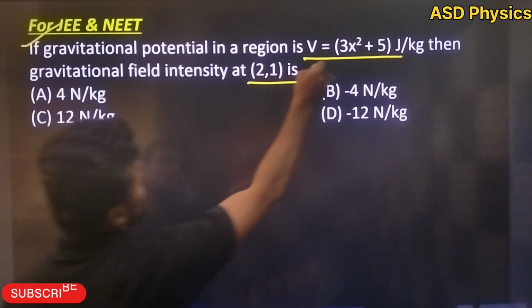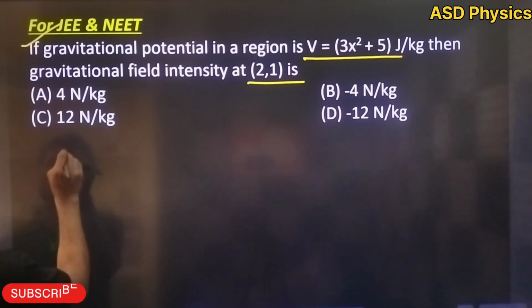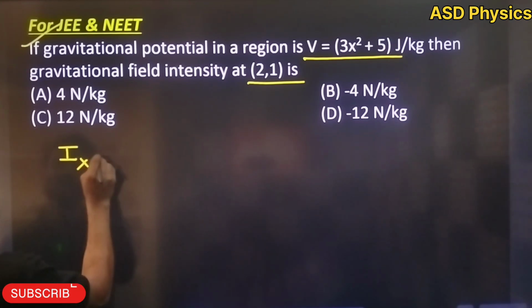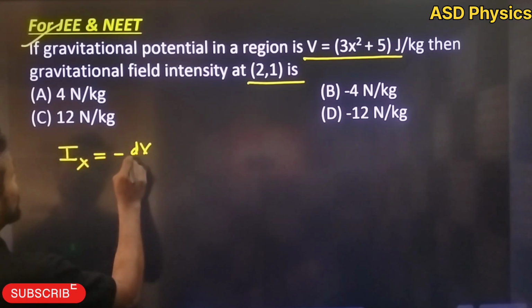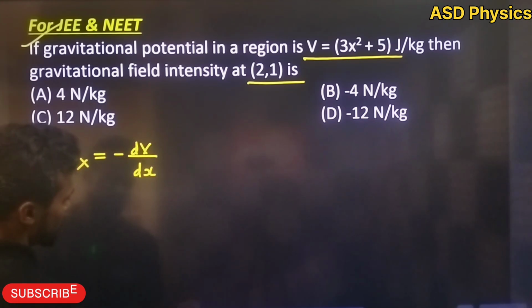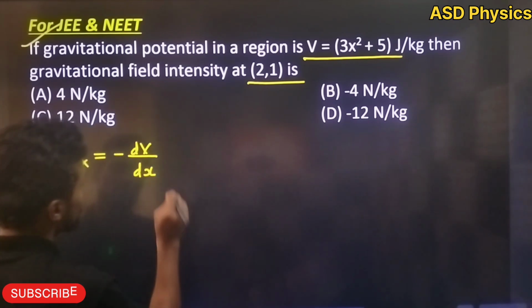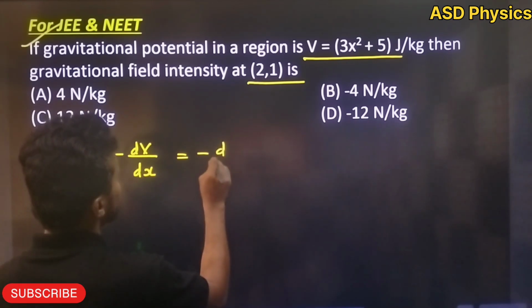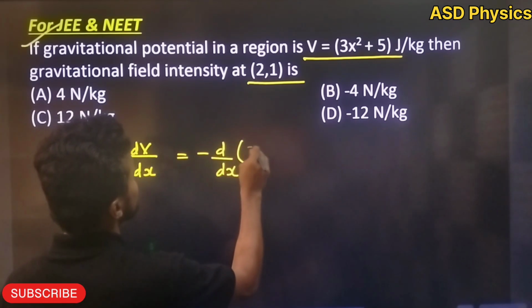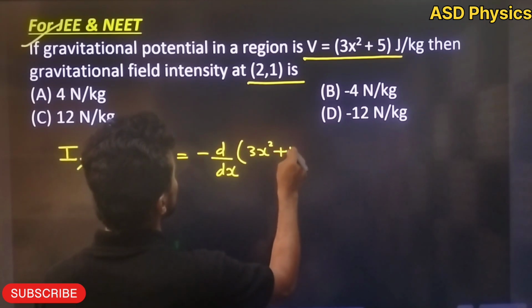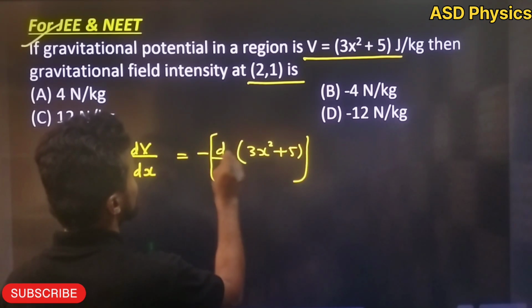So what is happening? This is along the x direction. So we will write for the x, Ix is equal to minus dV by dx. Now what we'll do here? We will put the value of V. So minus d by dx of (3x square plus 5).